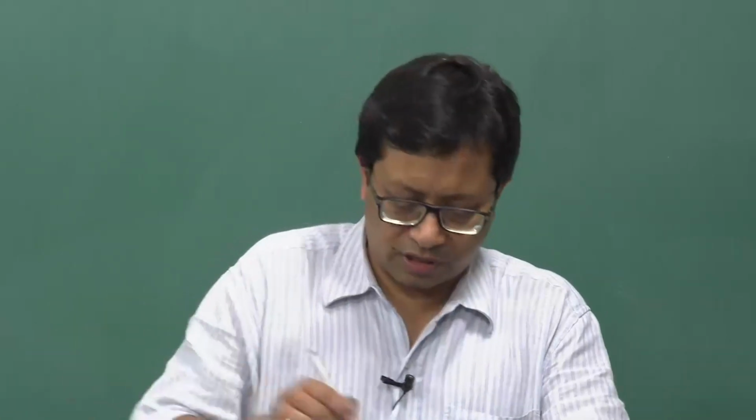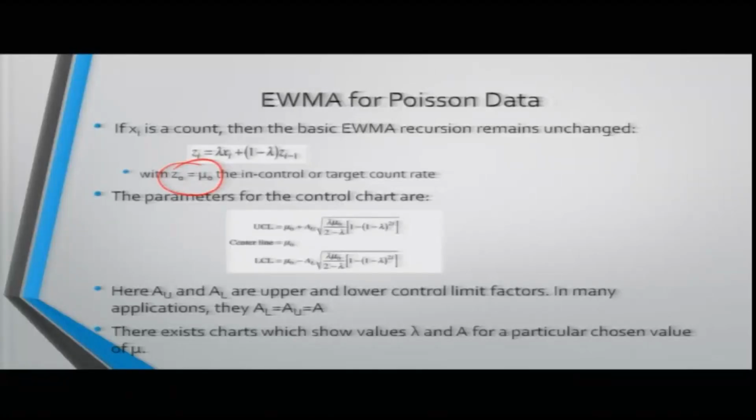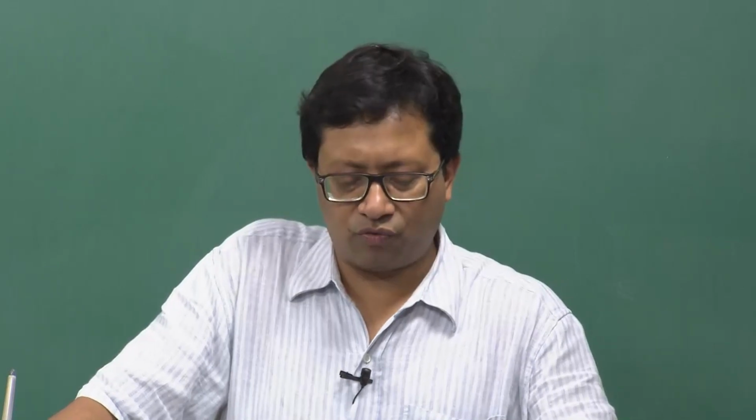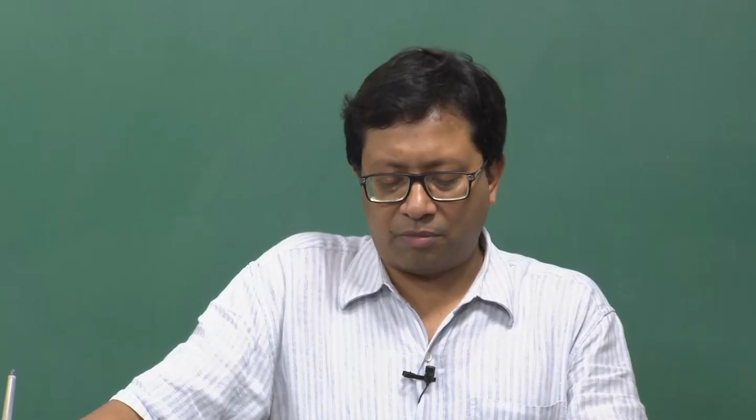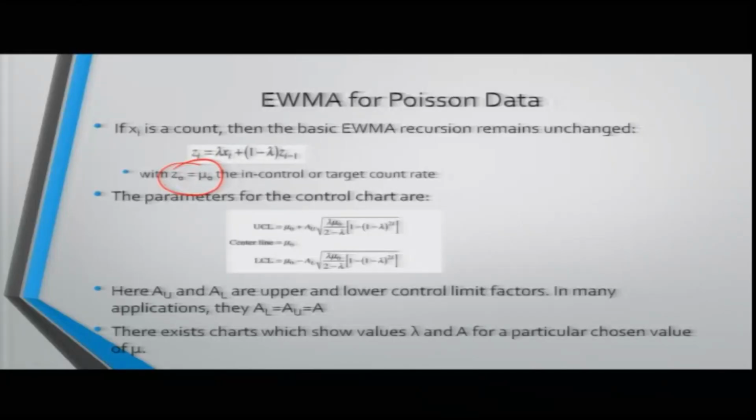If you concentrate here, once Z0 is given and is equal to mu naught, we will find Z1 as lambda into x1 plus 1 minus lambda into Zi minus 1, which is Z0, which is mu naught. Once Z1 is calculated, we will go and find Z2. Z2 would be lambda into x2 plus 1 minus lambda into Z1, which we have just calculated. We will utilize that and recursively go until we find all the values.